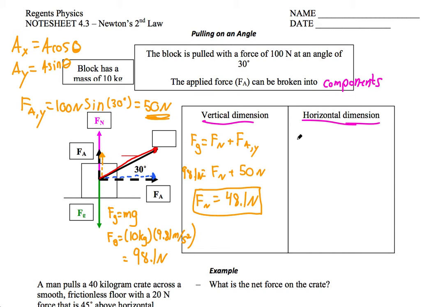Now in the x direction, the only thing I've got going on is from my applied force, but it's only the x component of the applied force. So the x component of that applied force is the 100 newtons times the cosine of the 30 degrees, and that works out to 86 newtons. Fa in the x direction. So that's what we've got going on in the horizontal dimension and the vertical dimension for this situation.